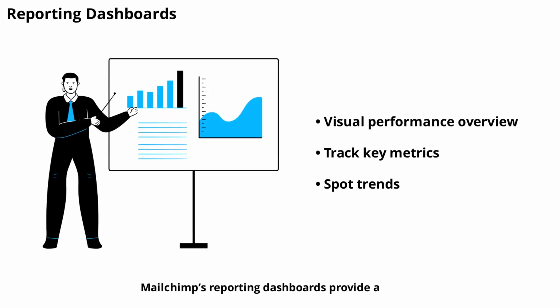Mailchimp's reporting dashboards provide a visual overview of your marketing performance. You can track key metrics like open rates, click rates, and revenue generated from campaigns. These dashboards make it easy to spot trends, identify successful strategies, and make informed decisions for future campaigns.